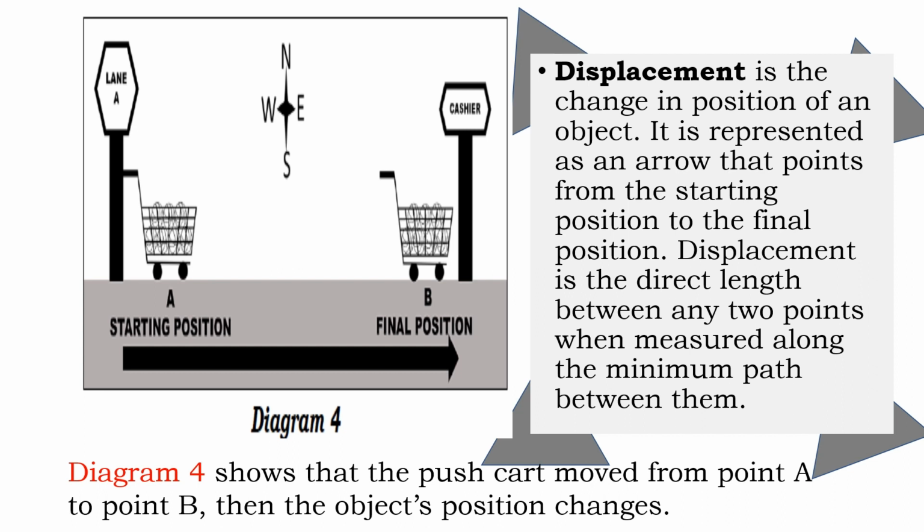Look at diagram number 4. It shows that the pushcart moved from point A to point B, so the object's position changes from the starting position at which the cart can be found before it was moved. The cart was set up at lane A as its starting position, then was repositioned to the cashier as its final position. Now the direct length of path is called displacement.